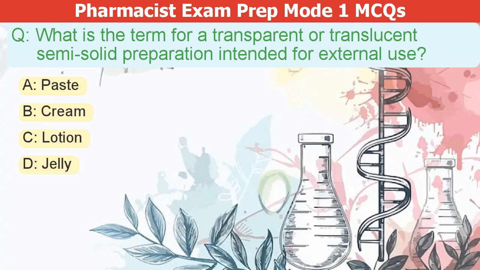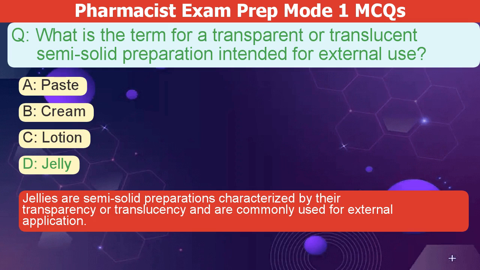What is the term for a transparent or translucent semi-solid preparation intended for external use? A. Paste. B. Cream. C. Lotion. D. Jelly. The correct answer is D. Jellies are semi-solid preparations characterized by their transparency or translucency and are commonly used for external application.